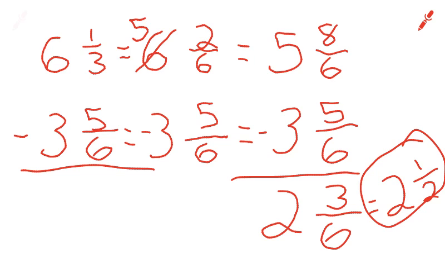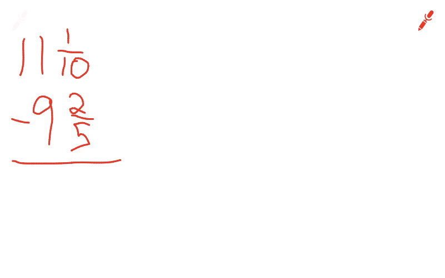All right, next problem. We have 11 and 1 over 10 minus 9 and 2/5. I'm going to erase this and scoot it over a little bit. And I'm going to start to speed up now. We're getting the idea of what we're supposed to do, so I'm going to go a little faster.